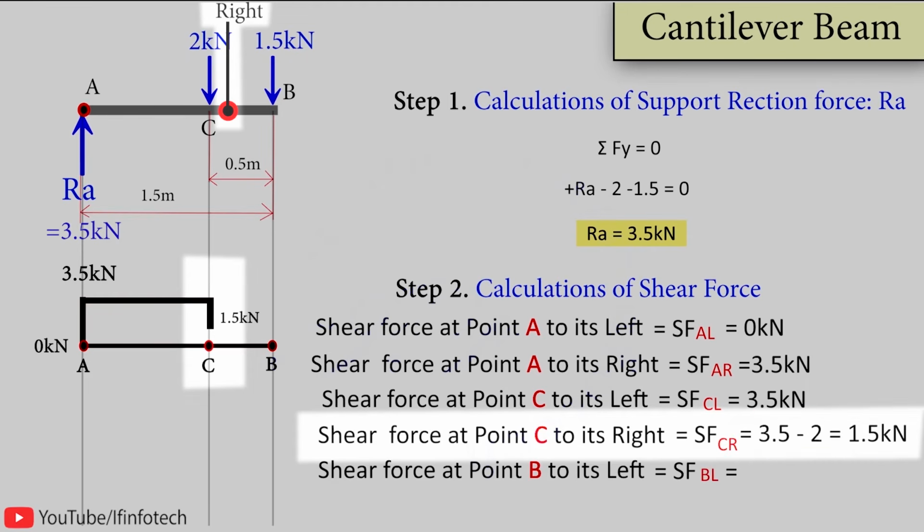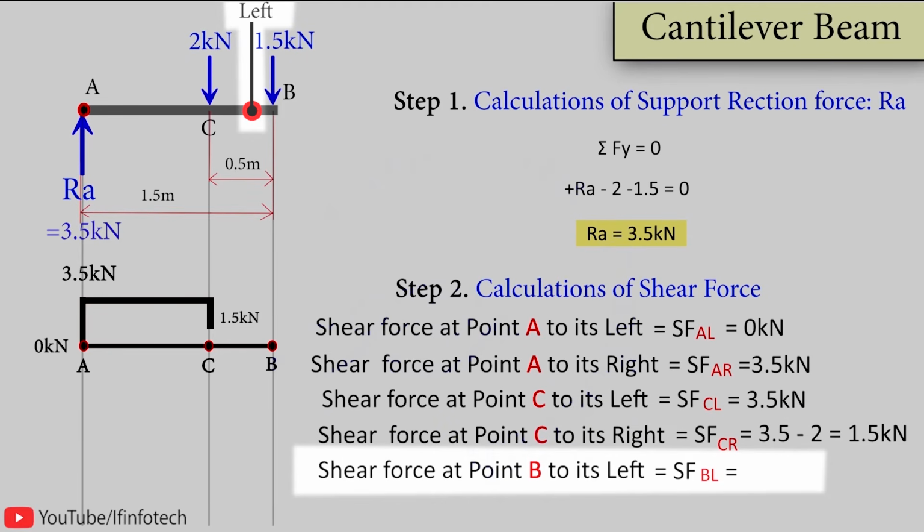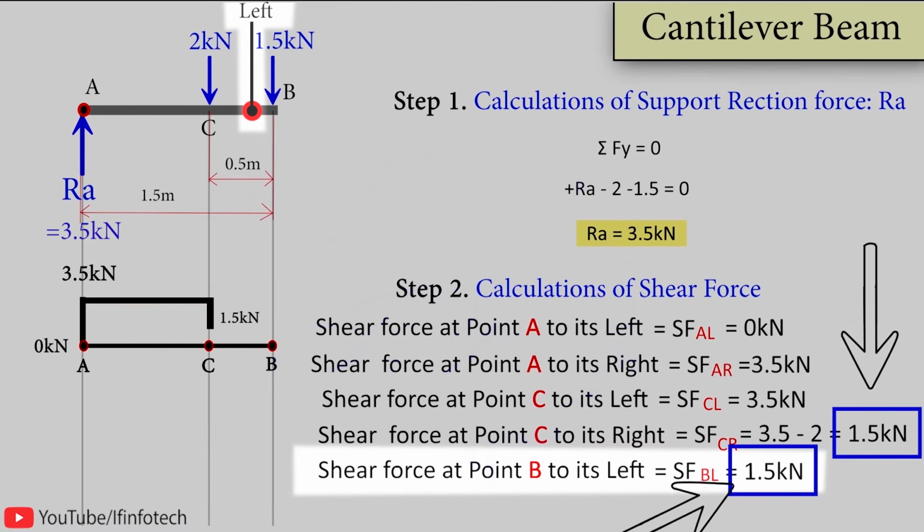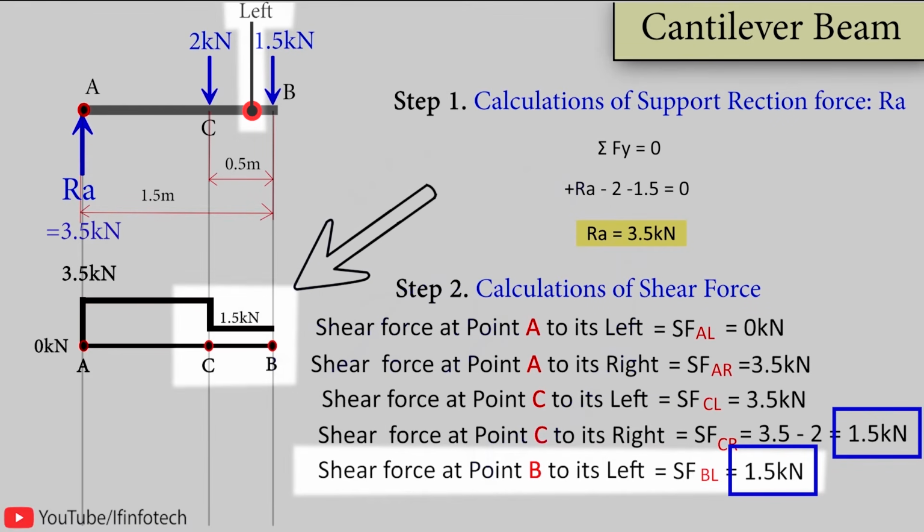Now I am taking section to the left of point B, that is SF at B to the left. Then there is no load on beam between point C to point B. Therefore shear force remains constant, that is shear force at point B to the left is equal to 1.5 kN. Now there is no variation in shear force value, so make horizontal line with shear force value as 1.5 kN.